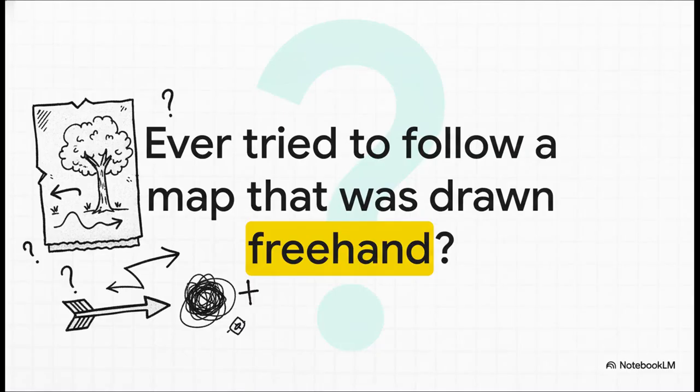Imagine someone scribbles a map for you on a napkin. "Okay, turn left at the big tree, then go kind of that way for a bit." It gives you a general idea, sure, but it's not exact, is it? And that's the exact problem with using drawings to work with vectors. They're great for a quick look, but they are fundamentally imprecise.